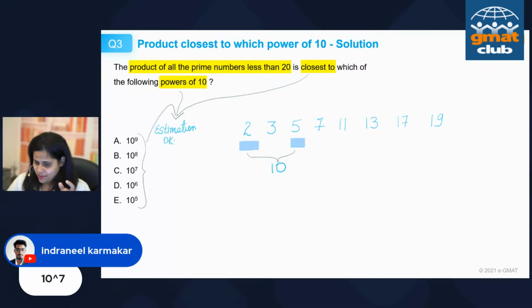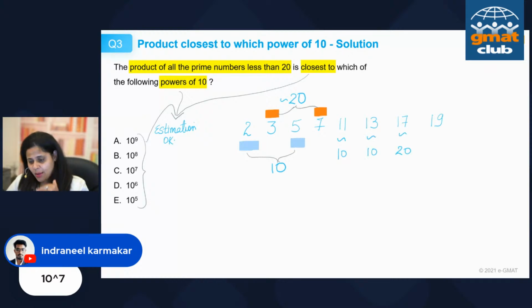So you pick up 2 and 5, right? Then you pick up 3 and 7, that gives you 21, but you approximate that to 20. Then you take your 11 and you estimate it to be 10. Take your 13, round it down to 10. Take 17, round it up to 20. Take 19, round it up to 20.